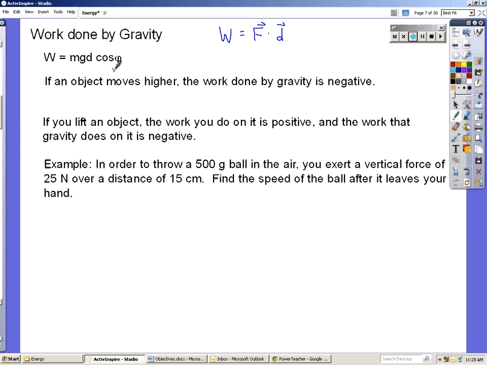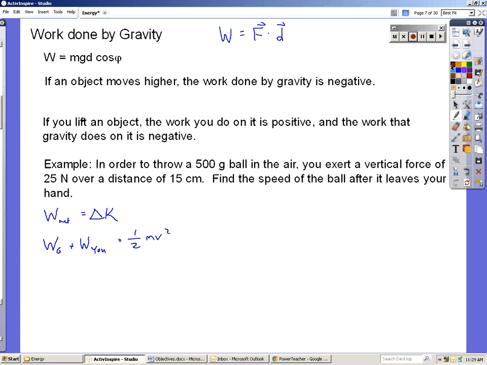Well, we're asked about speed, and this has something to do with energy, so we're going to use the work-energy theorem, where net work equals the change in the kinetic energy, and net work means the work done by gravity plus the work done by you. The change in the kinetic energy, because it starts from rest, is the final kinetic energy, or 1/2 mv squared. We know m, and we need to find the work.